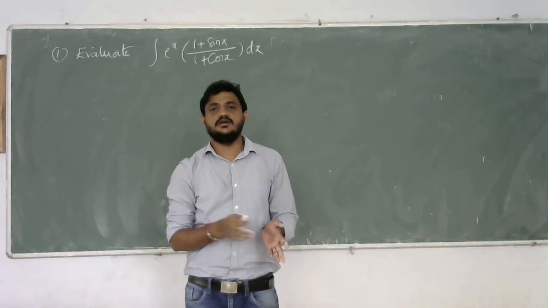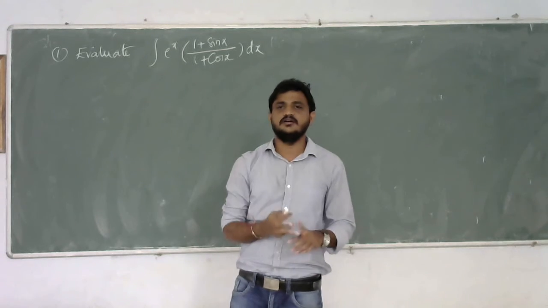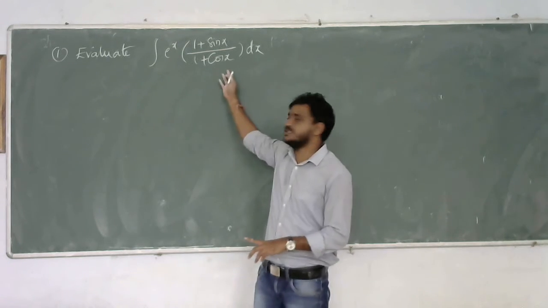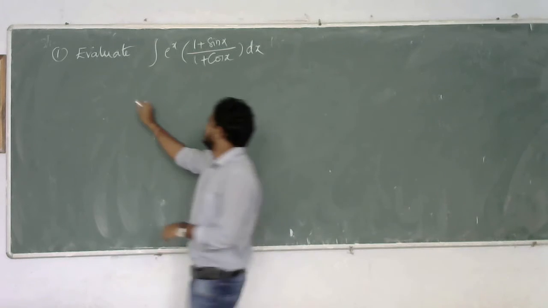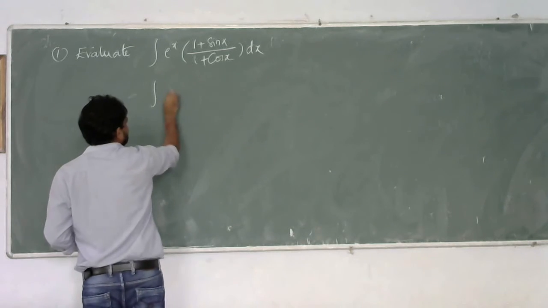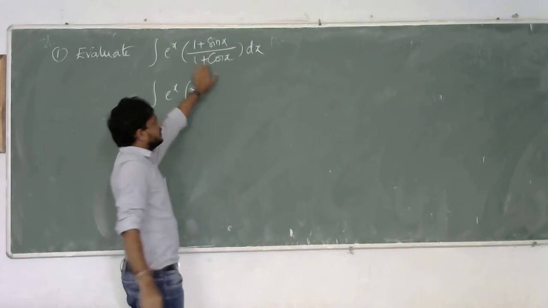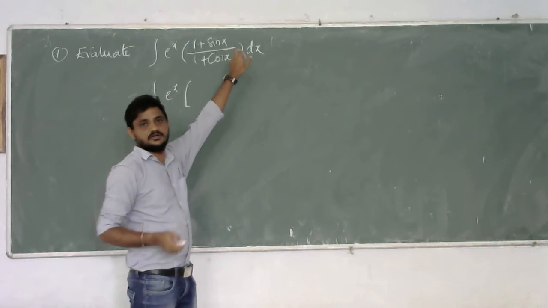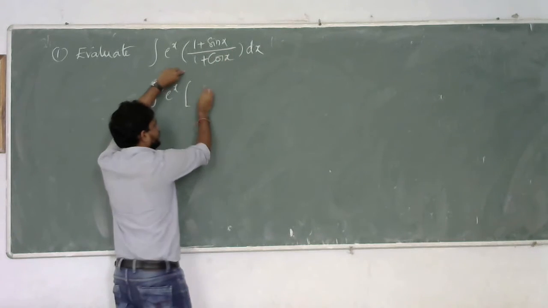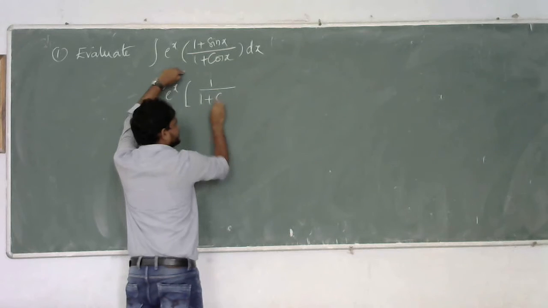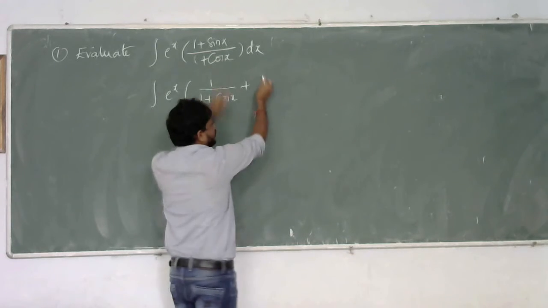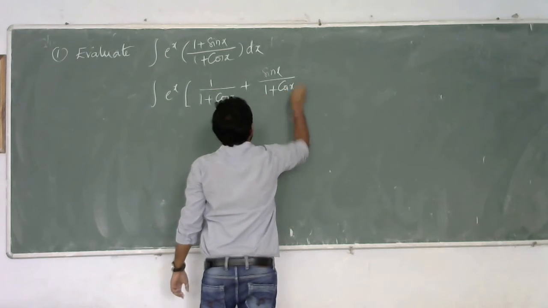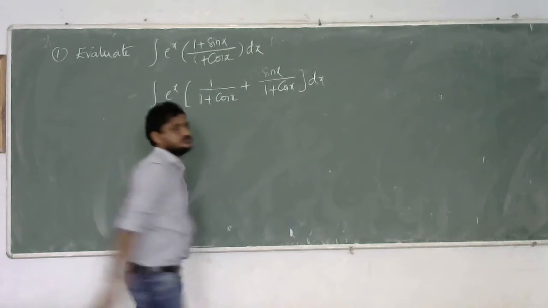To use the formula, we require two functions. Okay, so let us separate this function into two terms like this. First, 1 plus cos x divides both numerator terms. So let us divide here. First, 1 by 1 plus cos x, plus second term is what? Sin x by 1 plus cos x into dx.